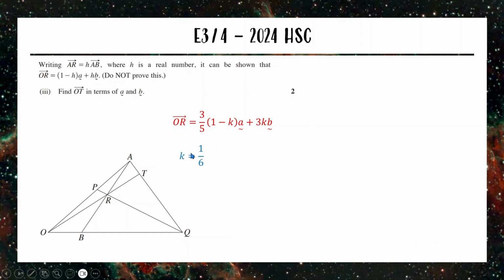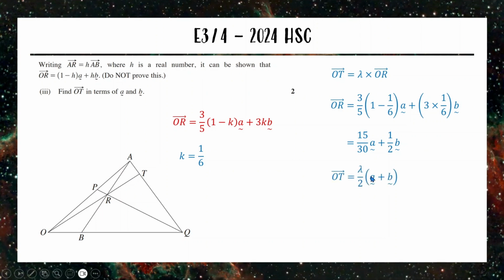We know what K is. We've got that out in part 2. And we're going to say, all right, vector OT is something times OR. We can get an expression for OR because we know what K is now. So we can sub in K equals 1/6 into this. And so we have 3/5 of 1 minus 1/6 for the X value. And for the Y value, we have 3 times 1/6. Both these calculations work out to be a half because we get 15 out of 30 at the front and we get 3 out of 6 at the back. So both our coefficients of A and B are just a half, and we can factor that out the front.